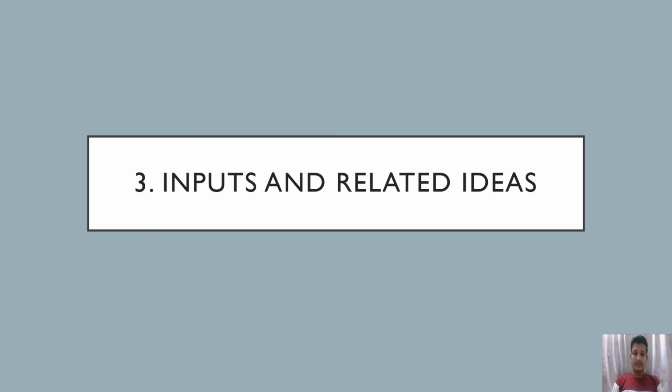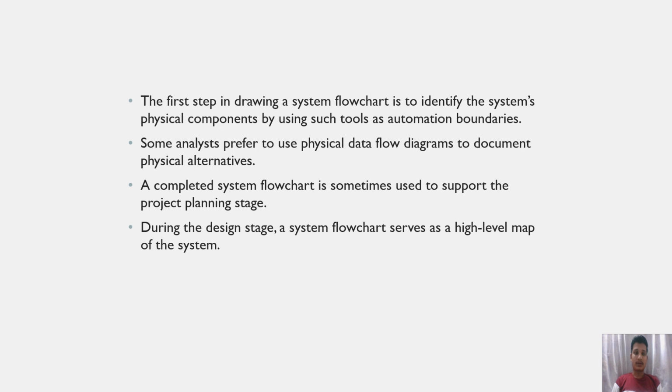And next, how do we draw this, how do we make the system flowcharts, how to take input, etc. The first step in drawing a system flowchart is to identify the system's physical components by using tools such as automation boundaries.